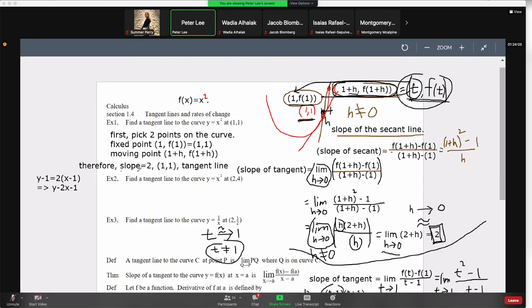So if the slope is 2 and we have the point (1, 1), the tangent line must pass through the point (1, 1), and so we get the line right there. That's how we get it.